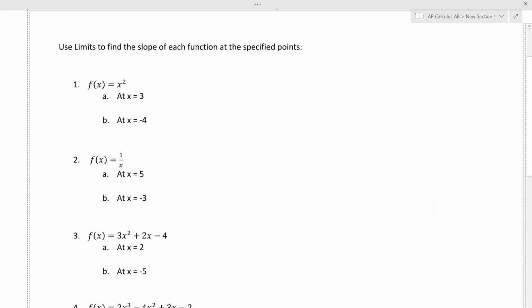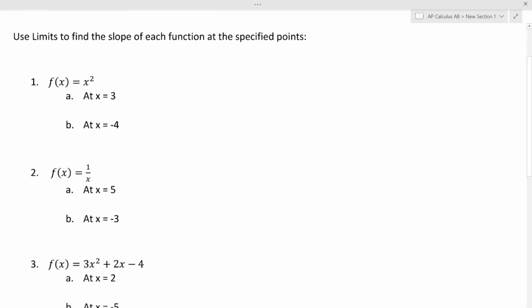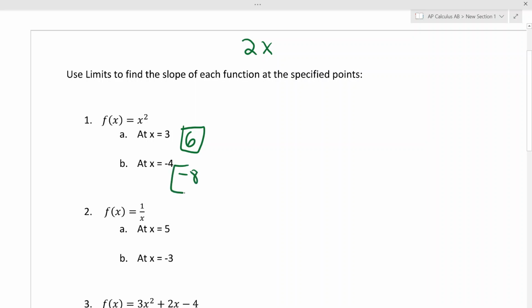So our goal, first off, let me make sure my mic is working, looks like it, is to find the slope of x squared. Now, in the homework, or in the class, I guess, we already found out that the slope function for x squared is 2x, right? That tells me the slope. So at x equals 3, the slope should be 6, because that's 2 times 3. And at negative 4, it should be negative 8, because that's 2 times negative 4.